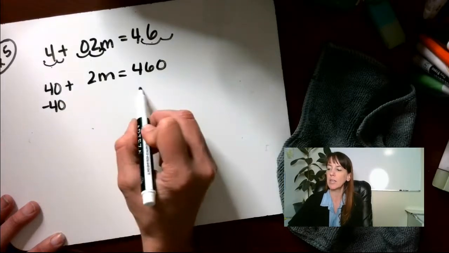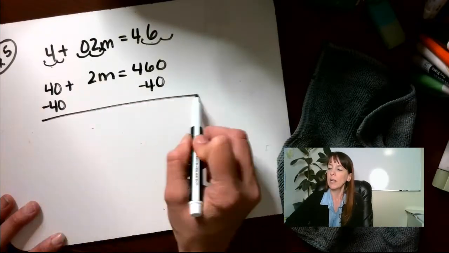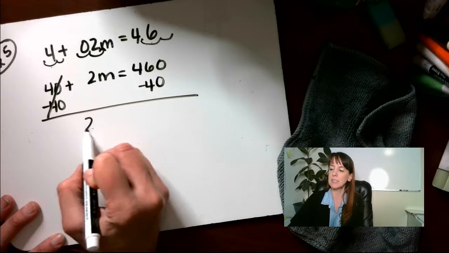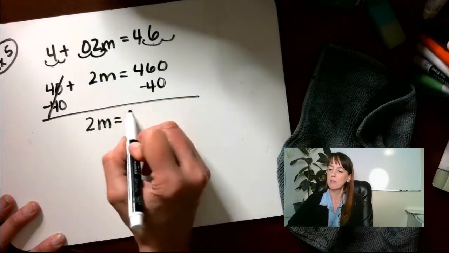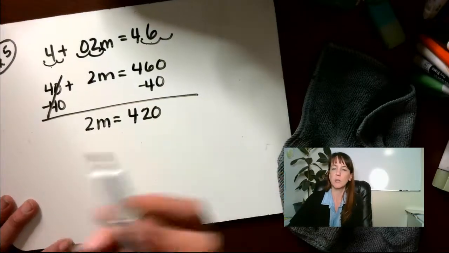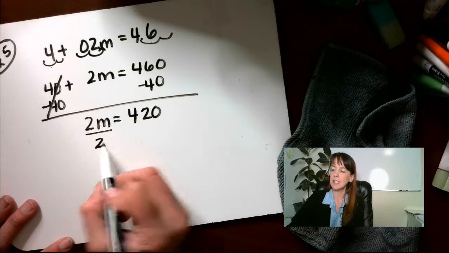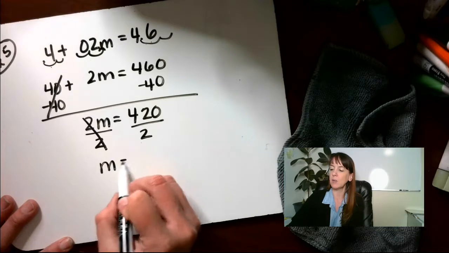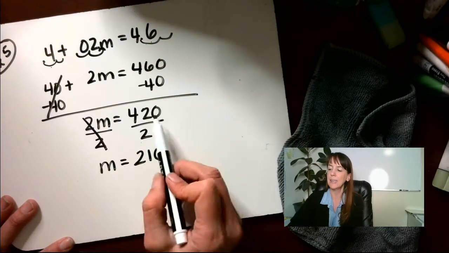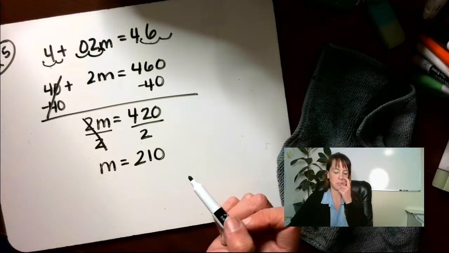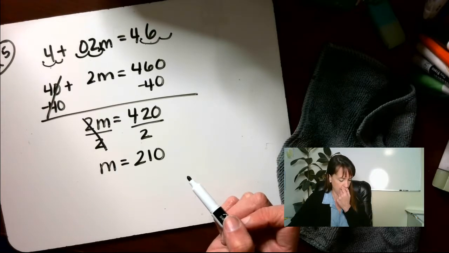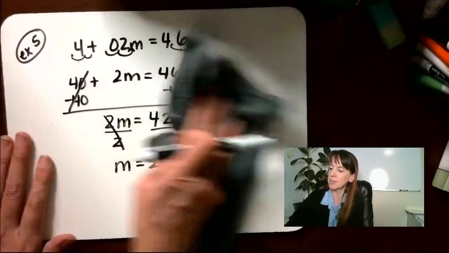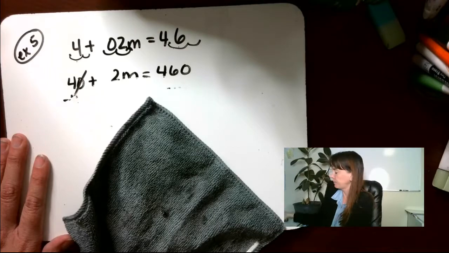So minus 40, minus 40. When I do that, this cancels out and we bring this down to m equals 420. We're going to divide this side by 2, divide this side by 2. These cancel out. M equals 210. 420 cut in half is just 210. All right, so let's do example number 6 with that same method.